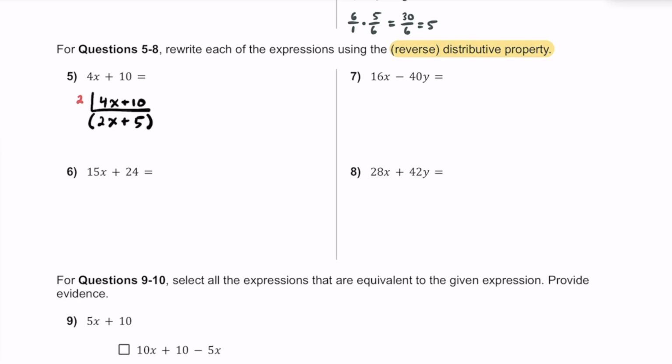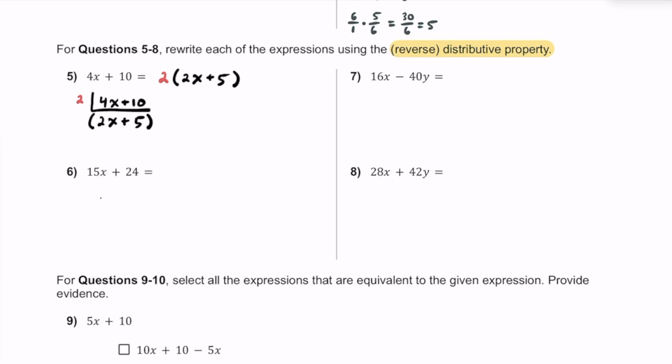So I think what we're going to write is 2 on the outside of our parentheses times the quantity of 2x plus 5. This right here would be rewriting this expression using the distributive property, or reverse distributive property. If you go ahead and distribute forwards again, like we did in questions 1 through 4, we should get back to what we started with, 4x plus 10.